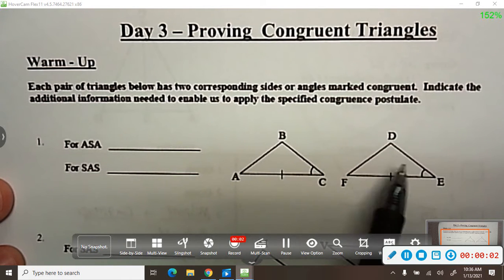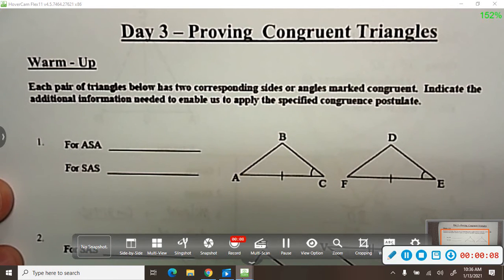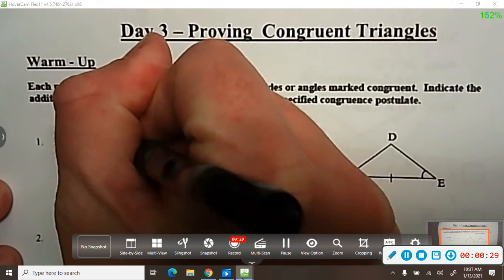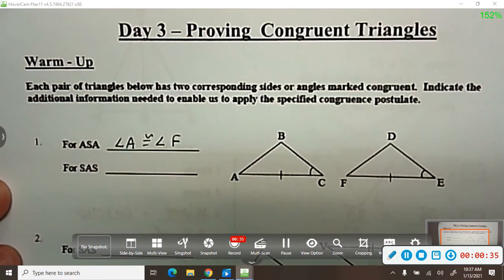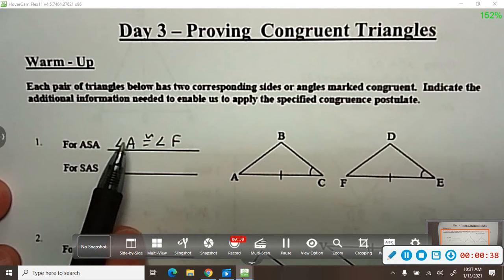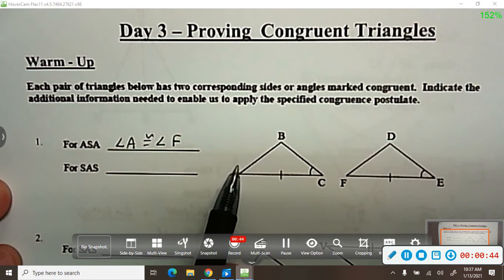So we have two triangles, and they tell us information. What other information do you need to apply the specified congruence postulate? So if I wanted to prove that these triangles were congruent by ASA, I would need to know that angle A is equal to angle F. So if they told us that angle A is congruent to angle F, then you could use ASA.